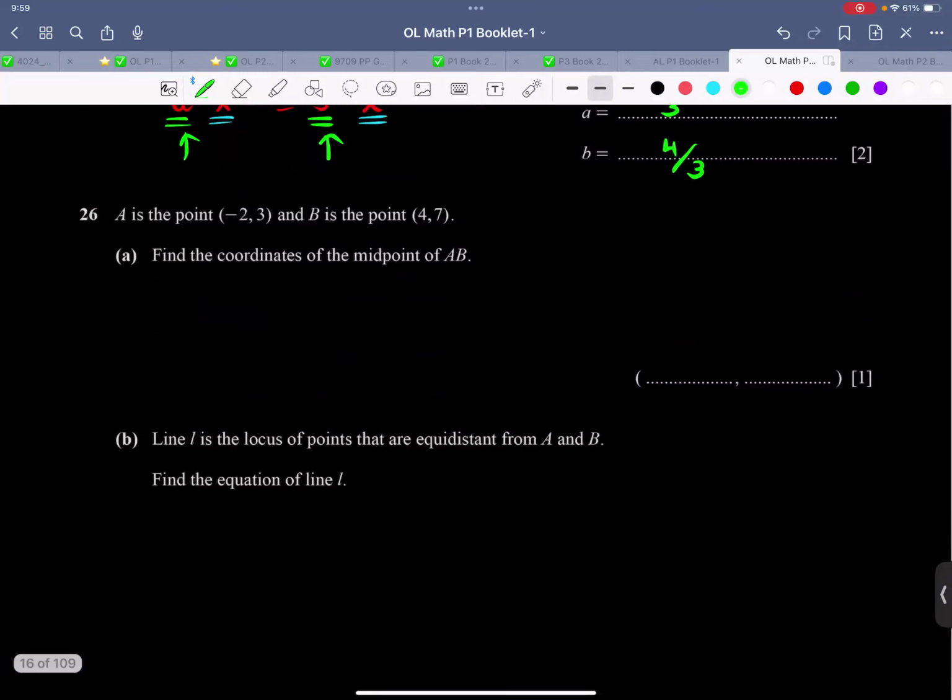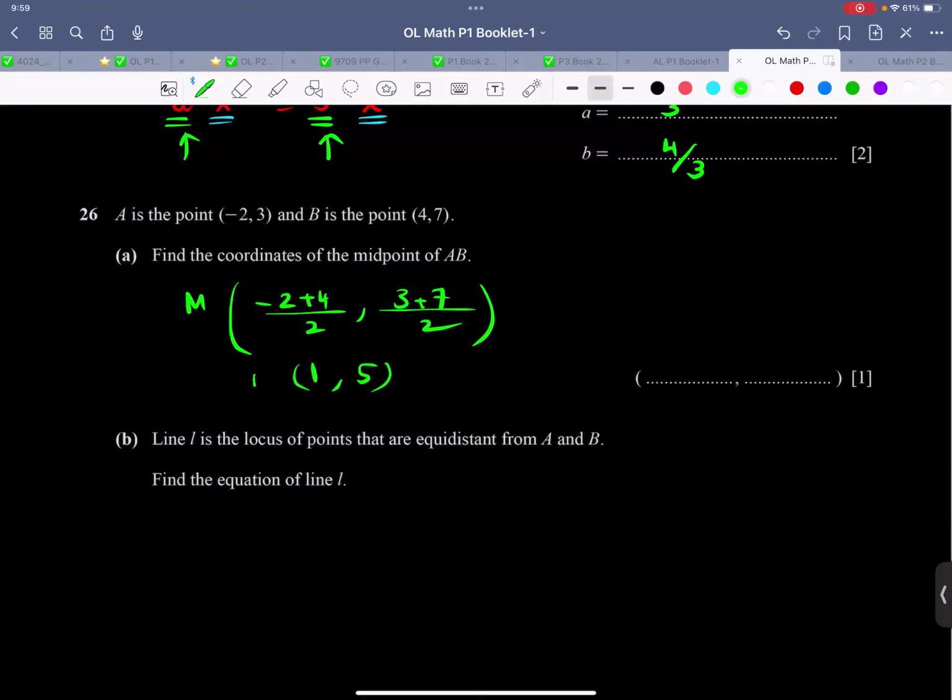Question 26. A is the point -2, 3. B is the point 4, 7. Find the coordinates of midpoint. Midpoint is -2 plus 4 divided by 2, 3 plus 7 divided by 2. 2 over 2 is 1. 10 over 2 is 5. So the coordinate of M is 1, 5.